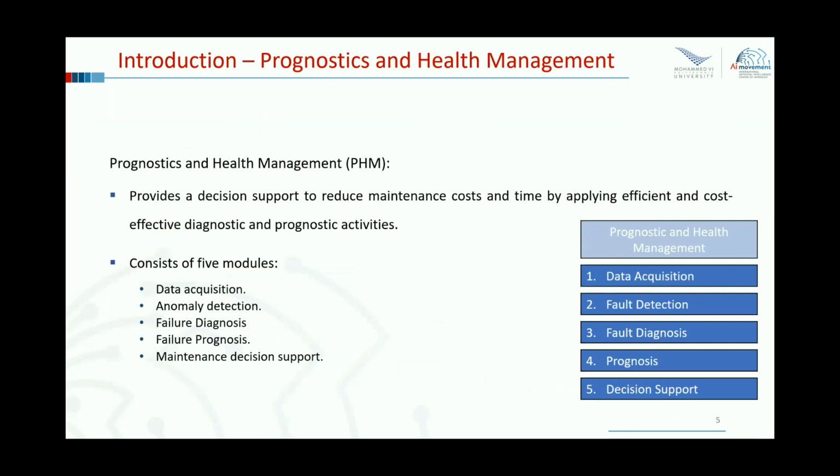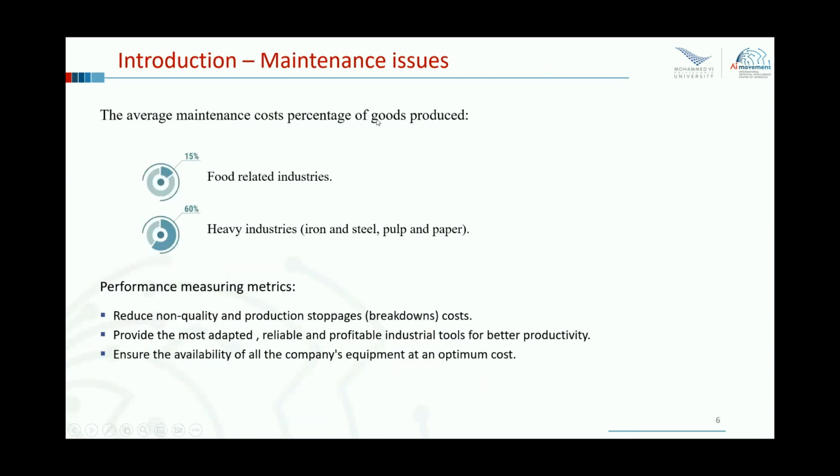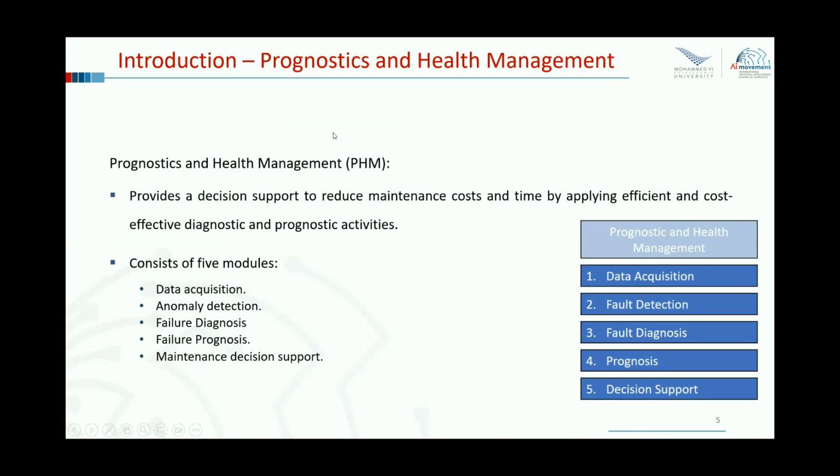So what is prognostics and health management? Prognostics and health management provides decision support to reduce maintenance costs and time by applying efficient and cost-effective diagnostic and prognostic activities. It consists of 5 blocks: data acquisition, anomaly detection, failure diagnosis, failure prognosis, and maintenance decision support.